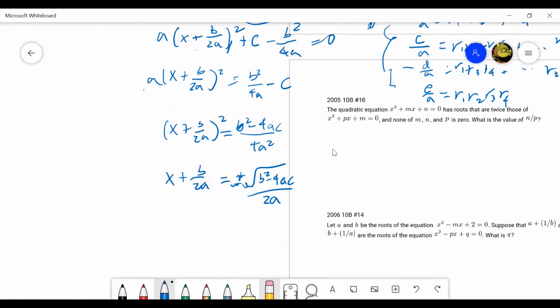And then afterwards, you can just subtract the b over 2a to the other side. So you get x equals negative b plus or minus the square root of b squared minus 4ac over 2a. So that would be how this formula is derived.